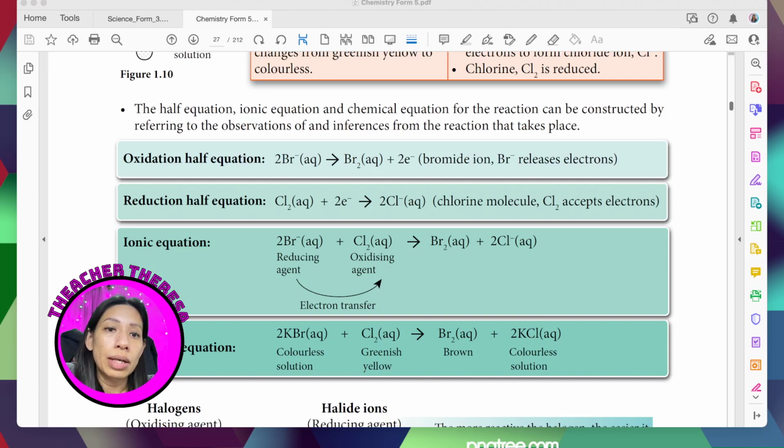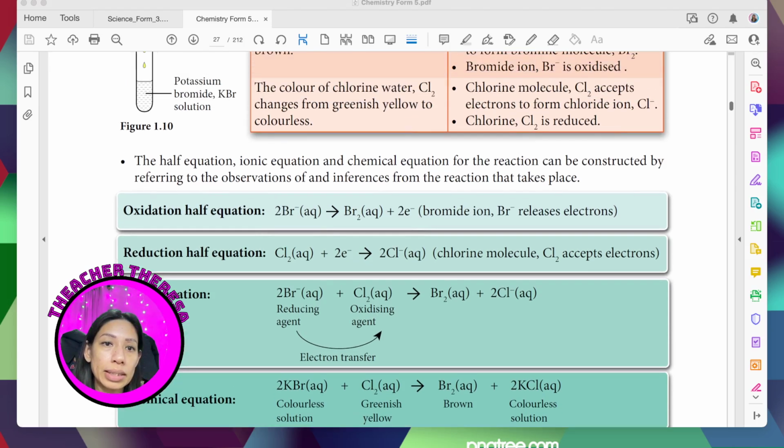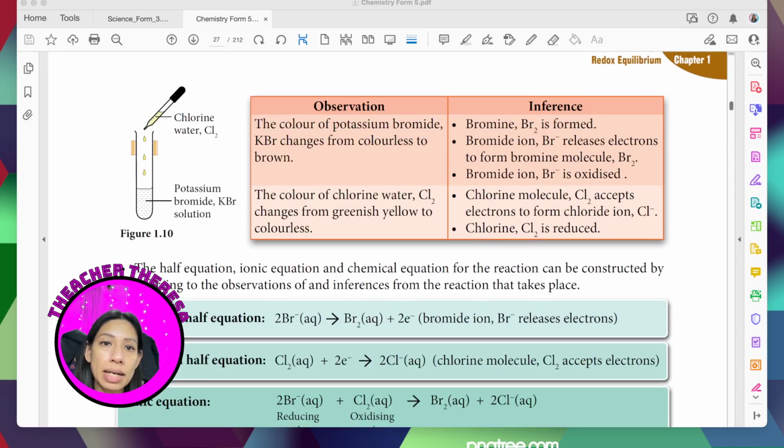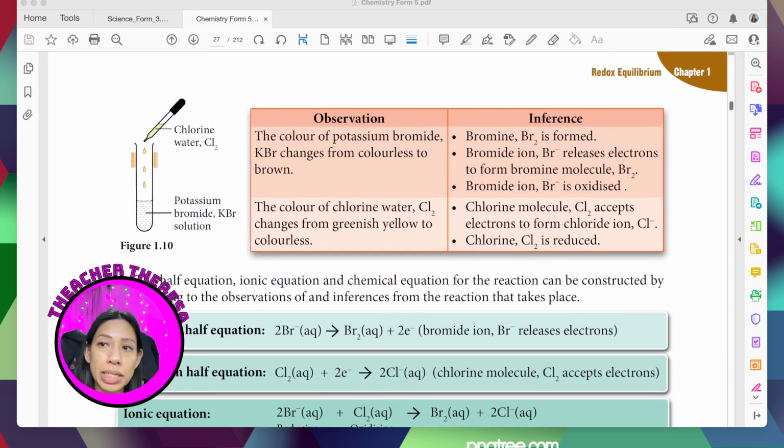So chlorine is an oxidizing agent. So chlorine in that case will oxidize bromide, Br minus, to form bromine. So this is called displacement of halogen from its halide solution. The halide is the ions. So a more electronegative halogen will displace a less electronegative halogen from its halide solution.